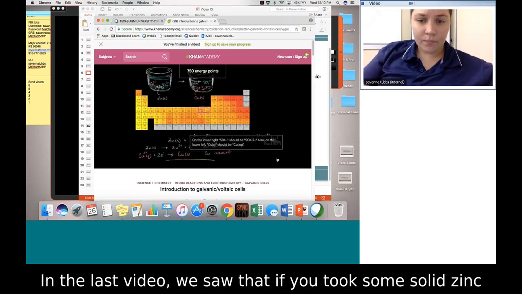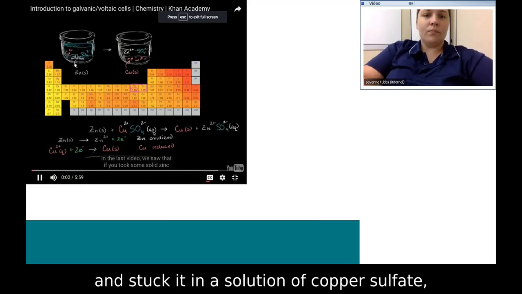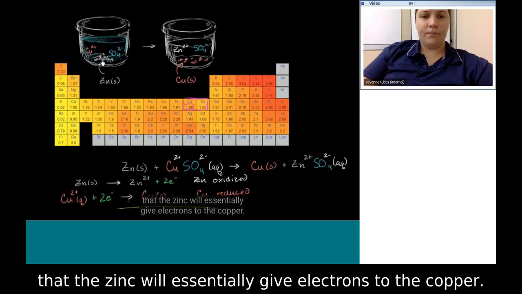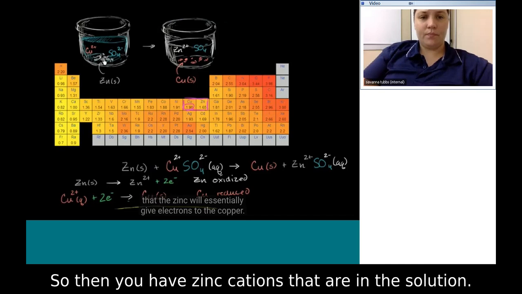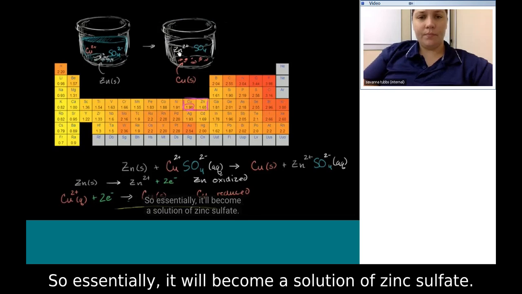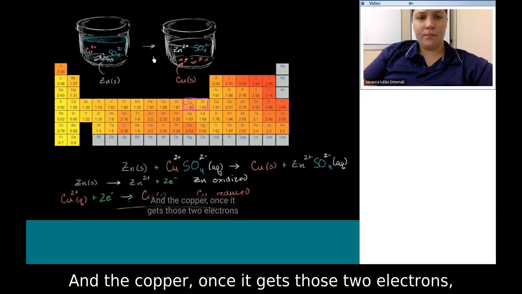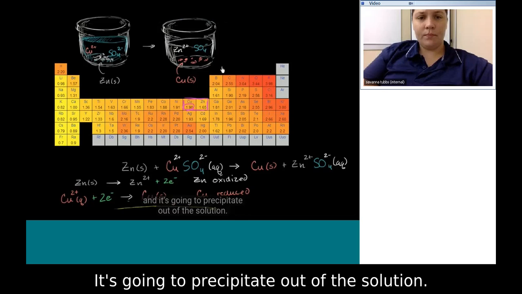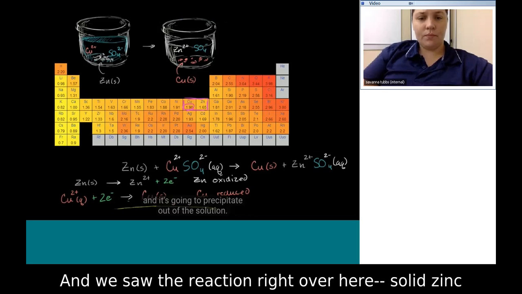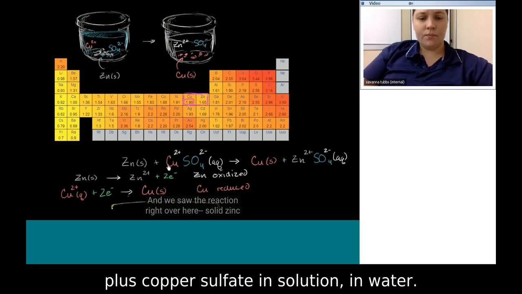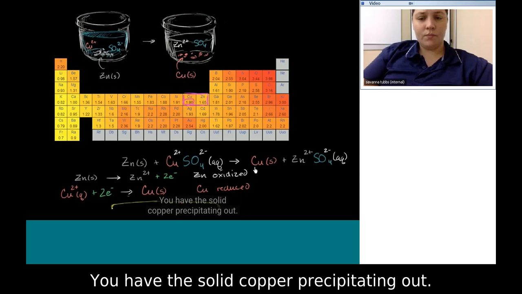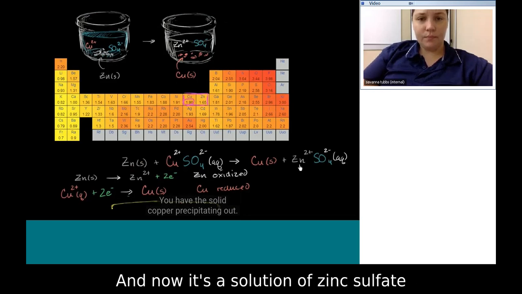In the last video, we saw that if you took some solid zinc and stuck it in a solution of copper sulfate, that the zinc will essentially give electrons to the copper, so then you have zinc cations in the solution. So essentially it will become a solution of zinc sulfate, and the copper, once it gets those two electrons, is going to go into its neutral, solid state, and it's going to precipitate out of the solution. And we saw the reaction right over here, solid zinc plus copper sulfate in solution in water.